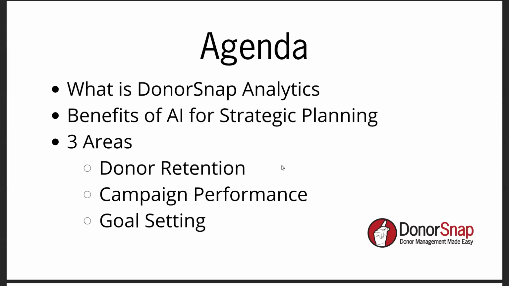So just a quick look at the agenda. I'm going to briefly go over what DonorSnap Analytics is again. We'll talk about the benefits of AI for strategic planning, and then we're going to focus on three real-world areas where you can use this tool: donor retention, campaign performance, and goal setting. The reason we're looking at this now is because it's the beginning of the year. It's a really good time for nonprofits to dig into their data and make some strategic decisions for the year ahead.